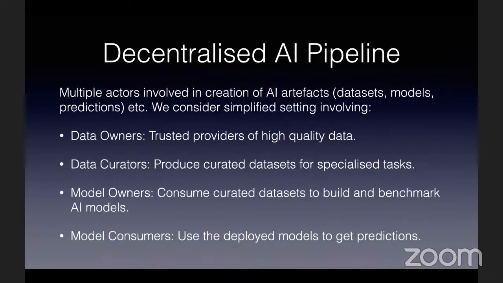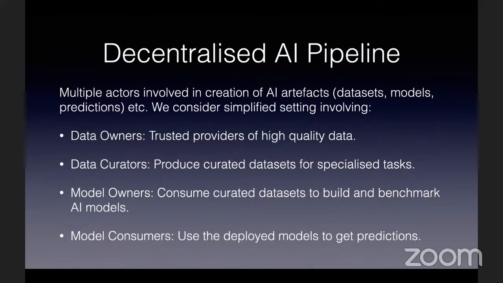We start by defining what is a decentralized AI pipeline. A typical AI pipeline involves data gathering, then curating data, then training models on data, and finally end users who will use the model to get predictions. Now, by decentralized, we mean that these operations may be executed by different organizations, not by the same person.